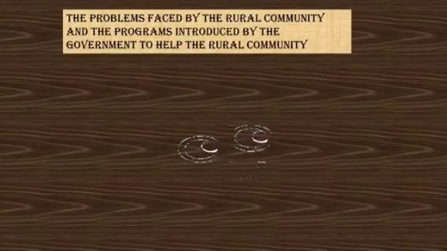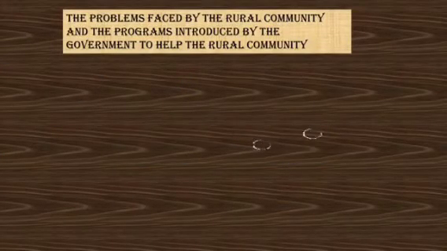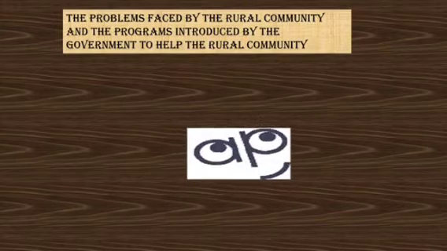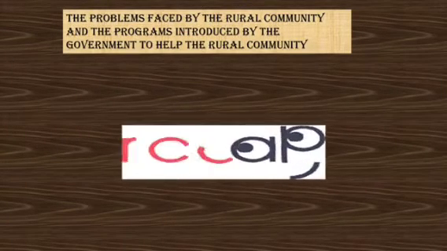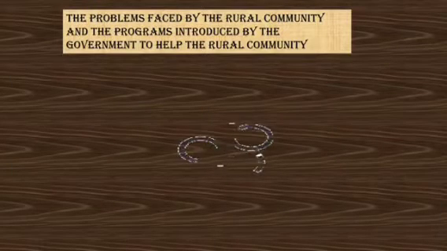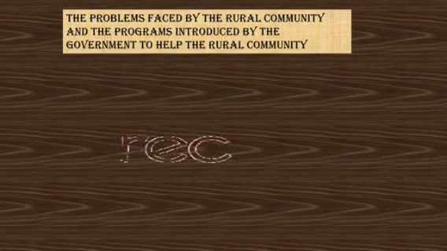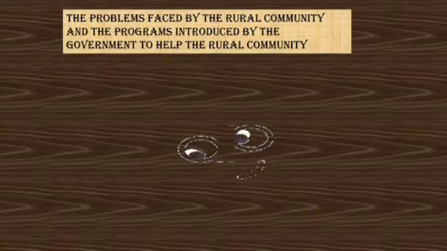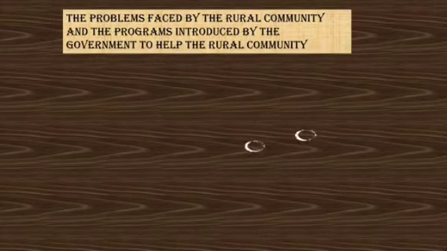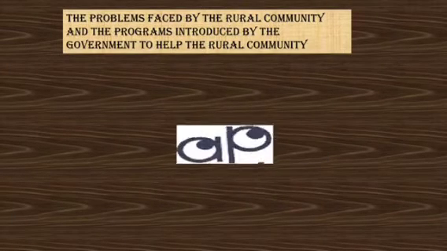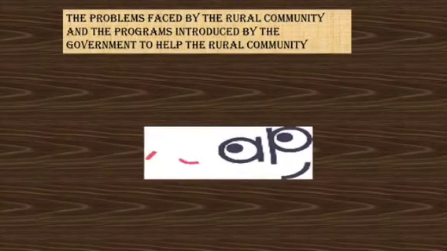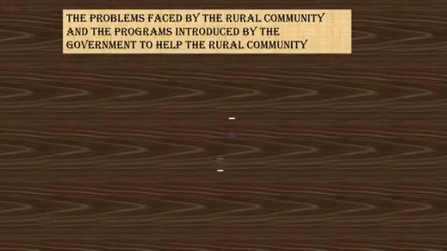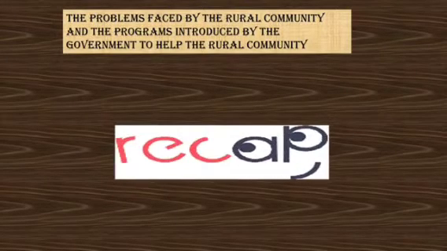Before we start with today's classes, why don't we just have a small recap of what we learned in the last class? We had learnt what a community is, what are the different features of a community, and we have learnt about rural community, the problems faced by the rural community like health, hygienic conditions and so on, and what are the different programs which are introduced by the government to help the rural community. Now let's start with today's classes.